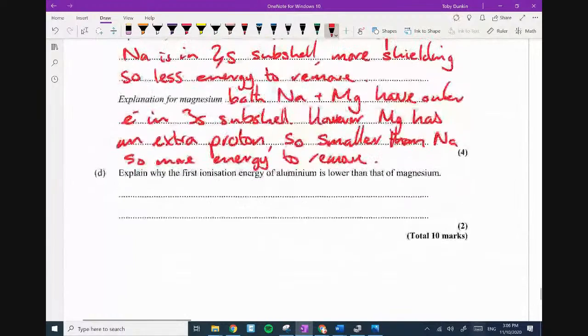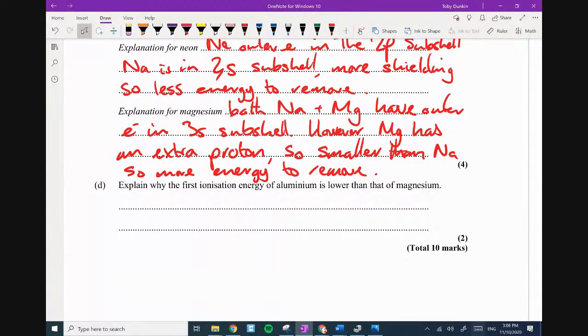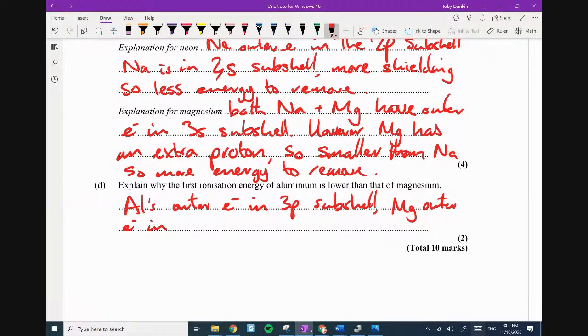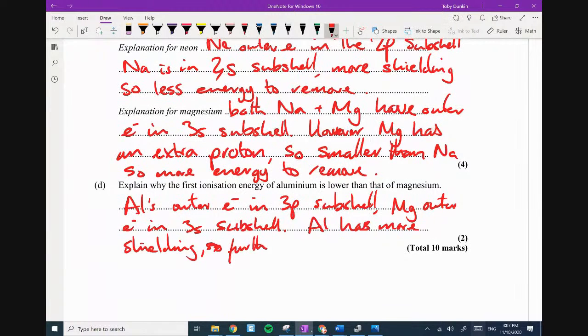Really good. The first ionization energy of aluminium is lower than that of magnesium. Aluminium's outer electron is in the 3p subshell. Magnesium's outer electron is in the 3s subshell. Aluminium has more shielding. It's got more shielding, further from the nucleus. Got to go the whole way. Further from nucleus, less energy to remove.